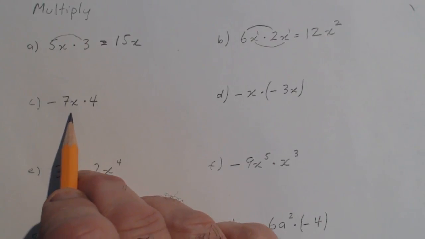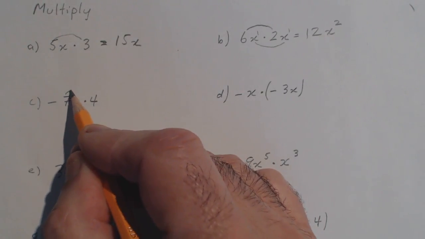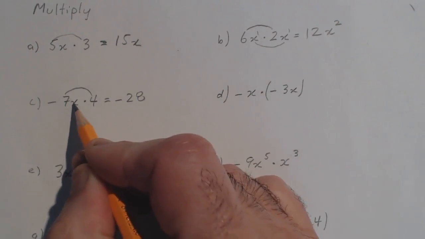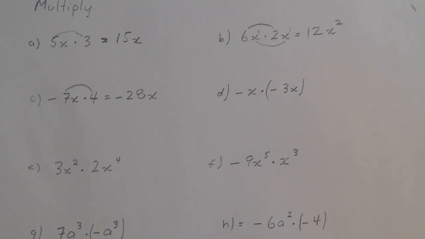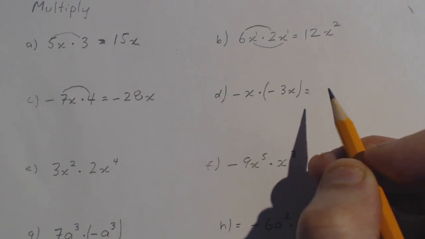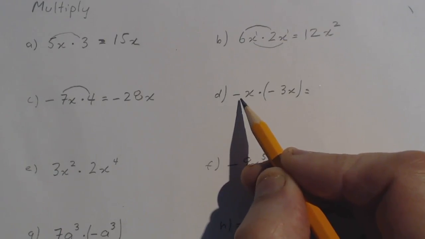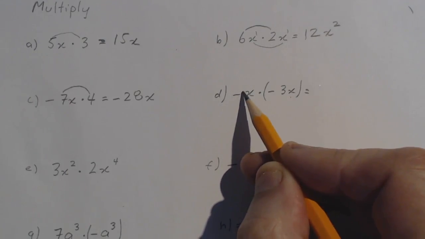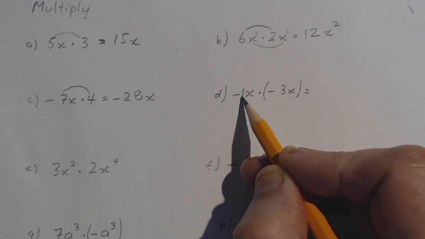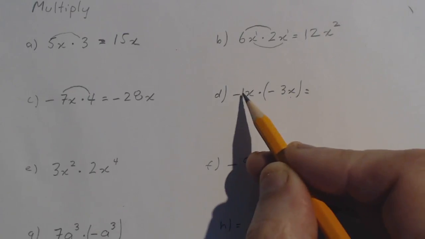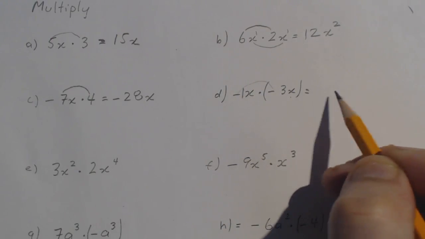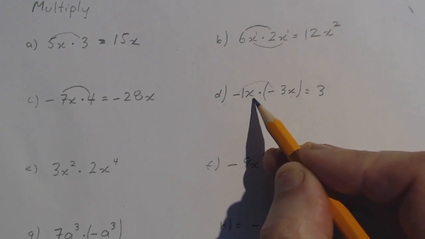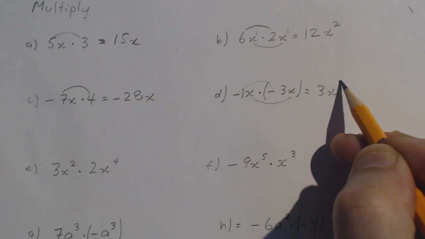Number C, we have minus 7x times 4. So minus 7 times 4, we multiply the coefficients, gives minus 28. We have the variable x there, so minus 28x. Number D. Now here we have negative x times negative 3x. So negative 1, that means negative 1x times negative 3. Negative times a negative, you know, gives a positive. 1 times 3 gives 3. X times x gives x squared.